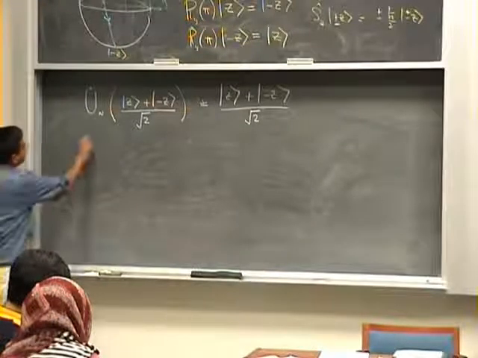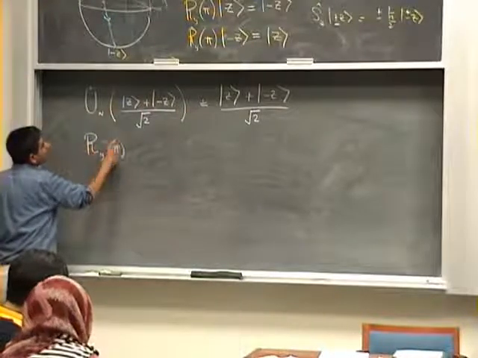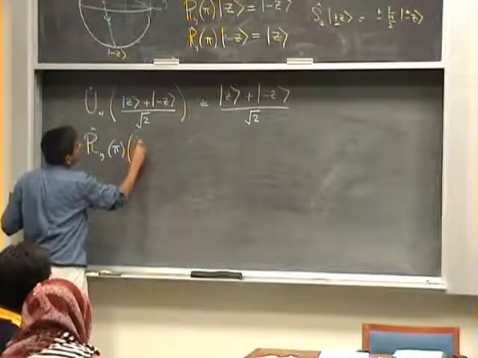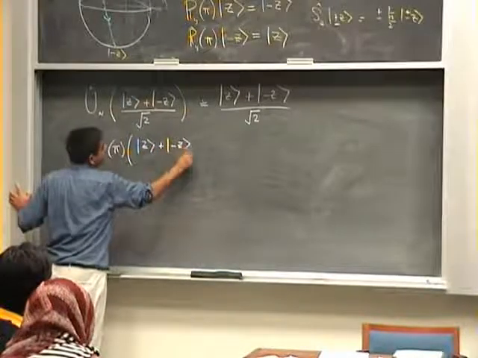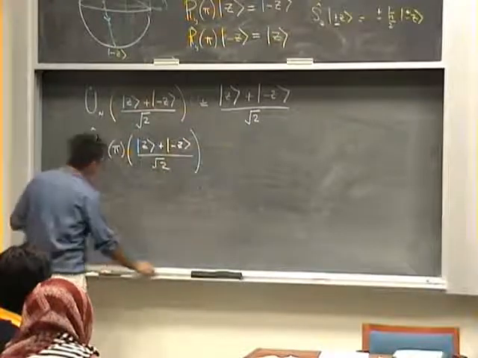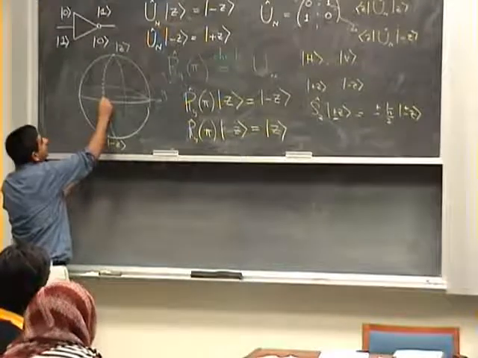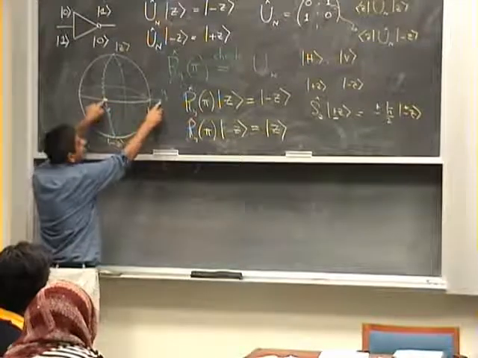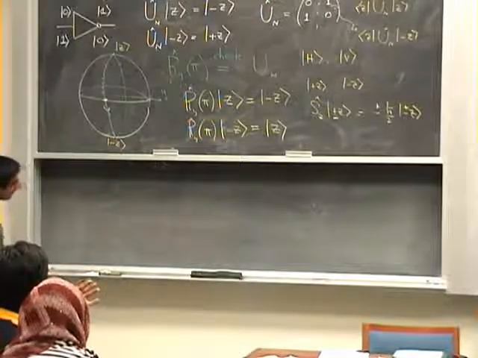Now let's see what our candidate rotation operator through pi does to the z plus minus z state. We can perform this calculation, or we can look at the Bloch sphere. Our initial state is here. Now you're doing the rotation through pi about the y-axis. You're here, so where do you go? You end up at minus x.